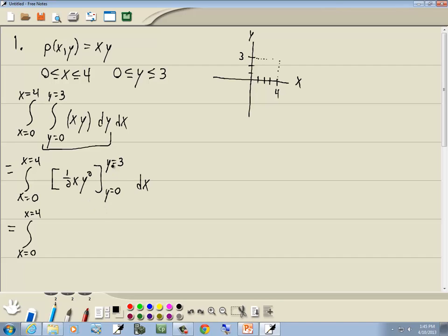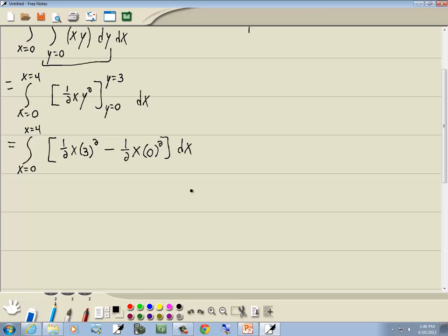Okay, so now, if I'm sitting here, I've got two different variables. I'm wondering, what do I plug in for? Well, y equals tells you exactly. So we're going to plug 3 in for the y. So we're going to have 1/2 x times 3 squared, minus, and then we'll plug 0 in for the y, so 1/2 x times 0 squared, dx. Well, 0 squared is 0, times x is 0, times 1/2 is 0, so that all drops away. And 3 squared is 9, times 1/2 is 9/2, and I'm going to put that out in front so I don't have to worry about it. And then x equals 0 to x equals 4 of x dx.